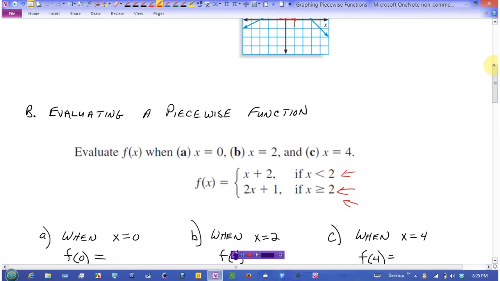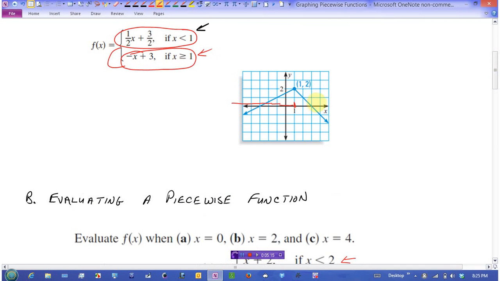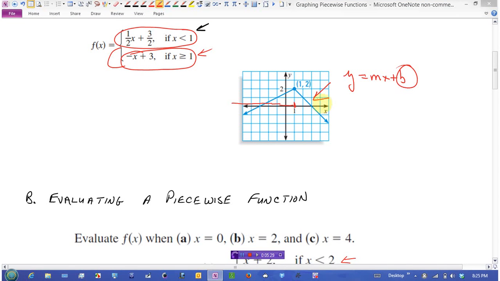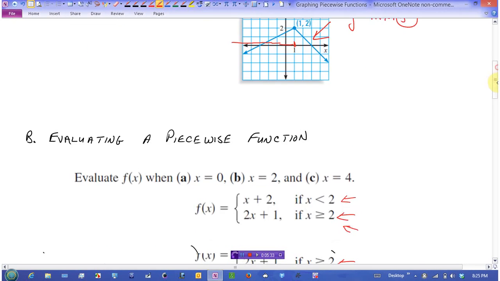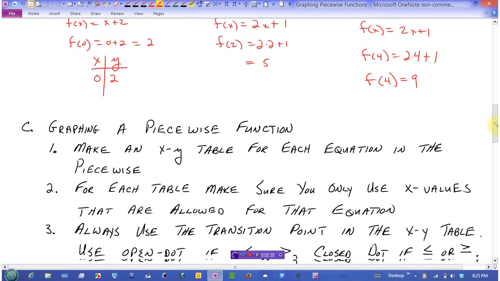Let's take a look at this one piece of this function up here. Look at this line right here. It never touches the y-axis. So if I was going to use the form y equals mx plus b, or try to use the equation, I would never be able to use the y-intercept because this line never touches the y-axis. So the way I'm going to do this is I'm actually going to create xy tables to plot.